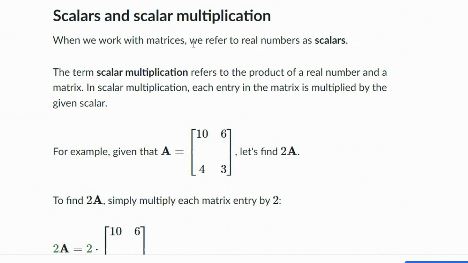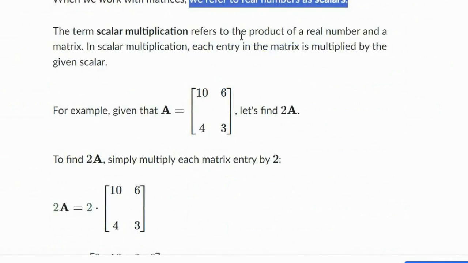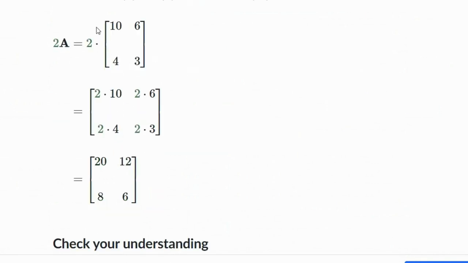So when we work with matrices, we refer to real numbers as scalars. The term scalar multiplication refers to the product of a real number and a matrix. So here it is. Given that A is 10, 6, 4, 3, let's find 2A, which just means multiply A times 2. So 2 times 10, 2 times 6, 2 times 4, 2 times 3, which of course is 20, 12, 8, and 6, which is just twice what it was originally.